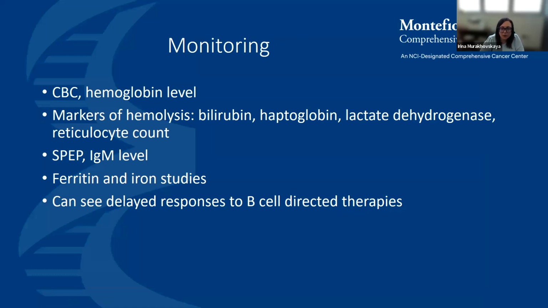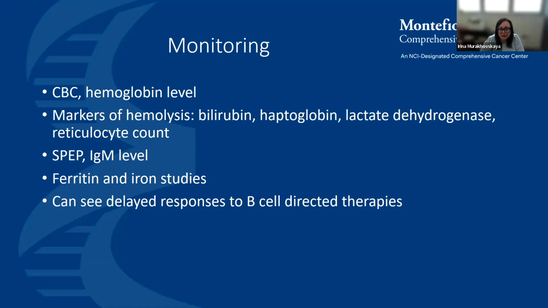Monitoring of patients with cold agglutinin disease and therapy include CBC, complete blood count and hemoglobin levels, determination of markers of hemolysis, including bilirubin, haptoglobin, lactate dehydrogenase, and reticulocyte count, serum protein electrophoresis, monitoring the monoclonal spike levels, as well as IgM levels. These patients are prone to iron overload, so I would suggest monitoring ferritin and iron studies at least annually.